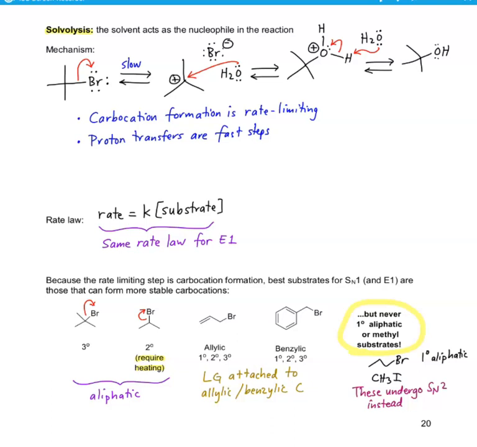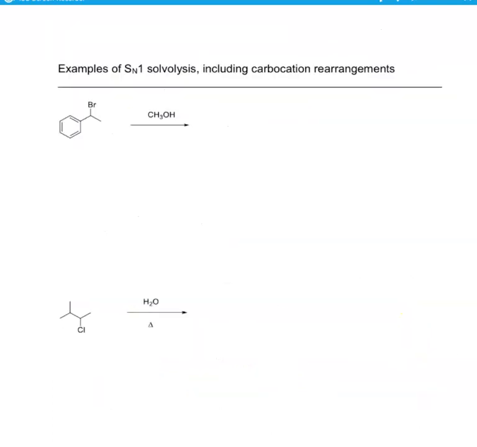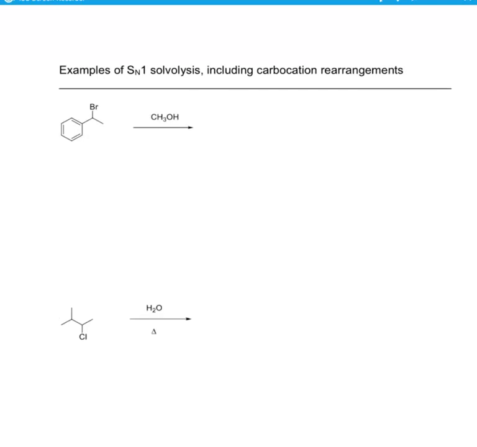Okay, the primary example of an SN1 reaction that you're going to see is a solvolysis reaction. So let's look at some examples of solvolysis reactions, work through some mechanisms, and start to incorporate carbocation rearrangements into these mechanisms. Because since the most important intermediate in an SN1 reaction is a carbocation, the potential for rearrangements exists. All right, so let's take a look at what we have here.